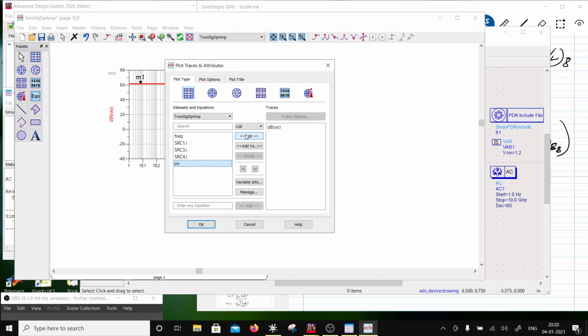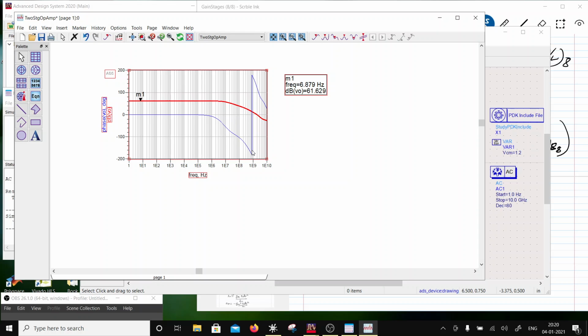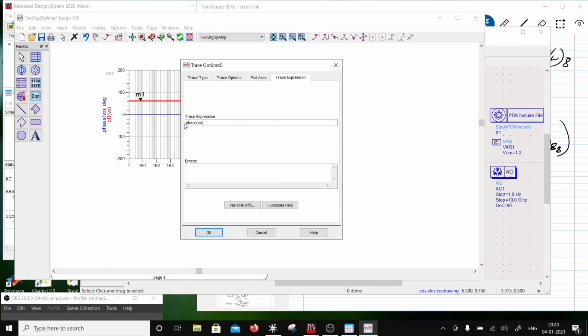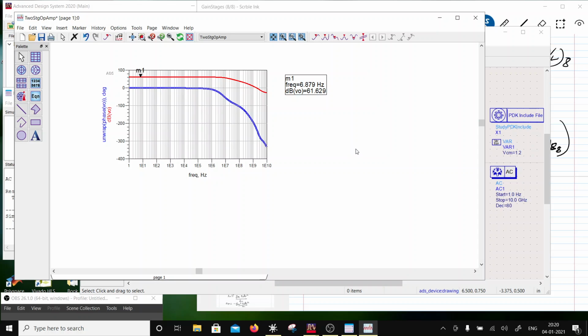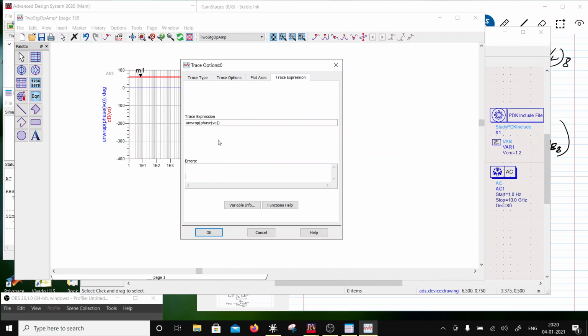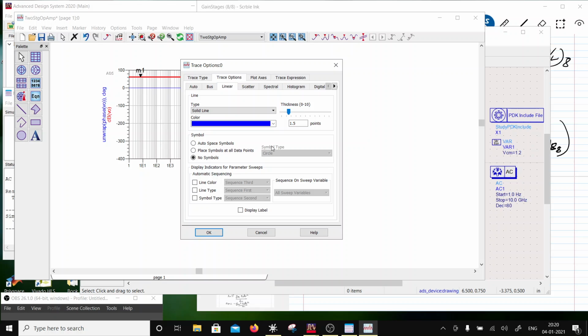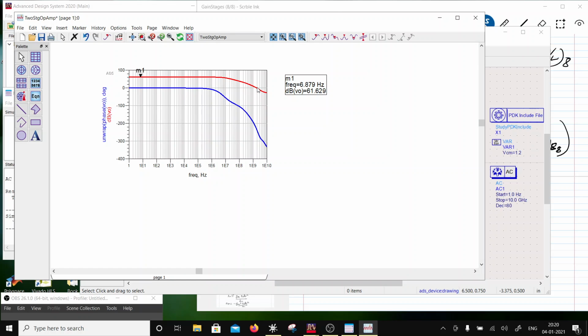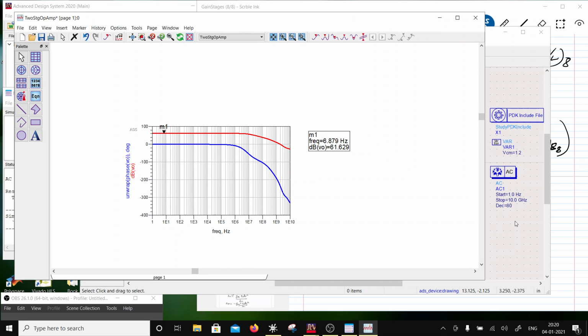Let's look at the phase. Okay, so here the phase wraps. So I will put here something called unwrap. Unwrap the phase. Okay, so this is the roll off, right? Okay, so my gain rolls off here, so I'm starting with 0 and I don't have a margin here. That means I have to do frequency compensation.